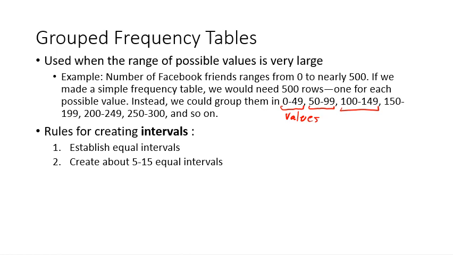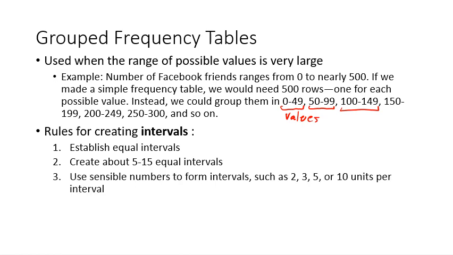Secondly, we want to create about 5 to 15 intervals. We don't want to have fewer than 5, and we don't want to have more than 15, because either way it's awkward. If we have fewer than 5, it's not really revealing enough information, and if we have more than 15, it's too cumbersome and too dense. Thirdly, we want to use sensible numbers when we can to form the intervals, such as intervals of 2, 3, 5, or 10 units per interval. And I used 50 up here, a nice round number.